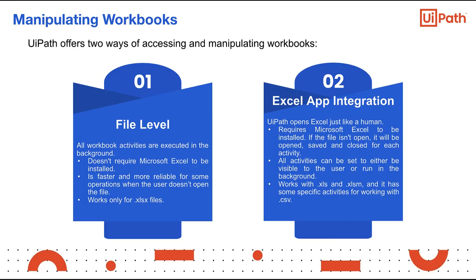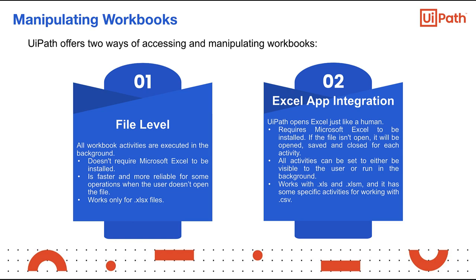be processed further. UiPath Studio offers two ways of accessing and manipulating workbooks. File access level. In this access method, all workbook activities are executed in the background. This doesn't require Microsoft Excel to be installed, and this method is faster and more reliable for some operations when the user doesn't open the file. File access level only works for .xlsx files.